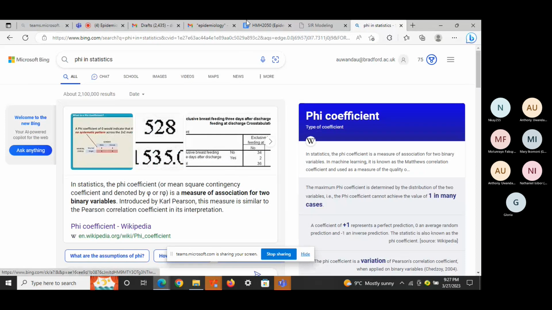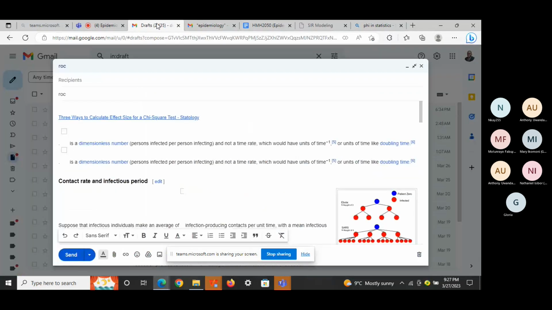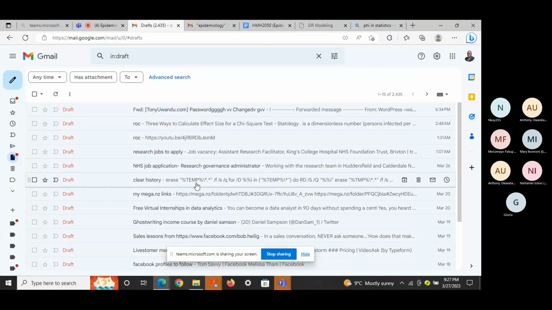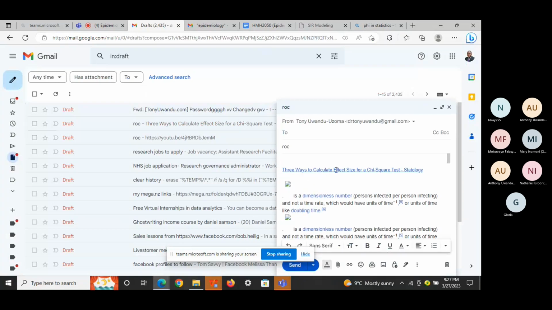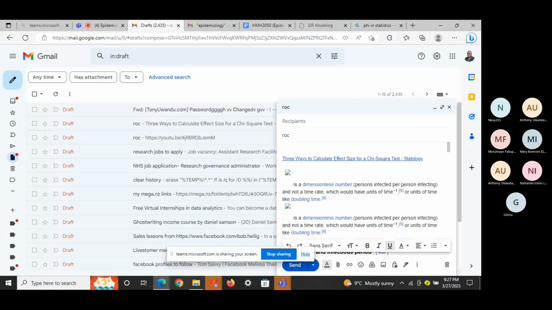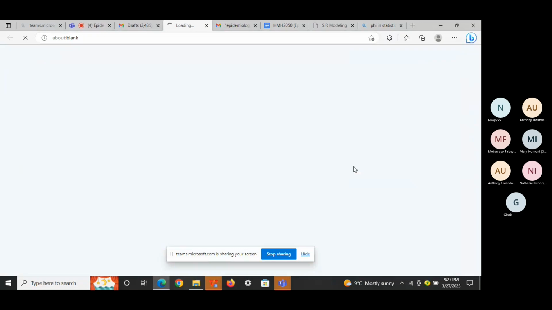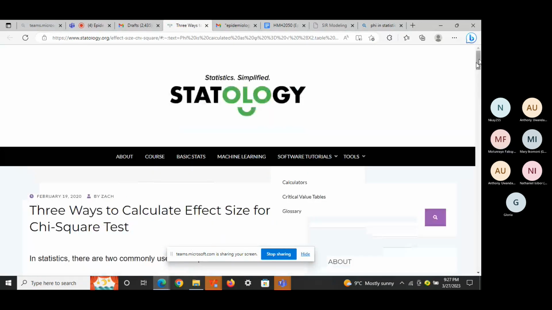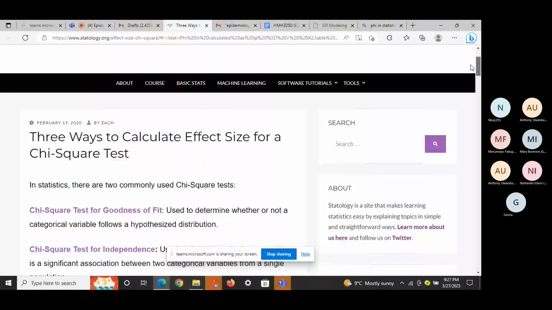Okay, let me get the one I saved in my email. I don't know where I saved it again. ROC research, where is it? I think the effect size for chi-square test should be here. Let me check. Yeah, that's it. So I hope you can see the website I am in now. It's coming up. All right, so you can see our file here.